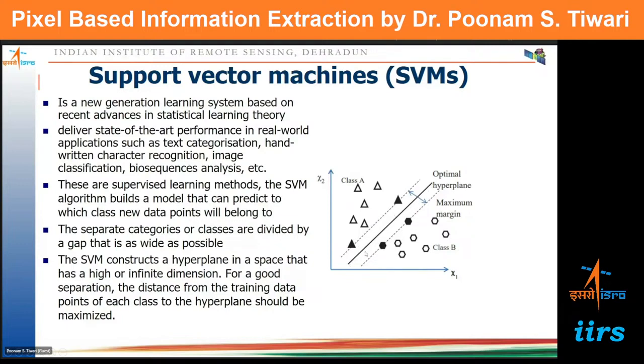How can you create a plane between class A and class B so that you have maximum distance from class A and maximum distance from class B? Because this plane is constructed in an n-dimensional space, a hyperdimensional space, it is called a hyperplane. And the pixels which are nearest to this hyperplane are supporting it, so they are called support vectors, and this classification method is called support vector machine.